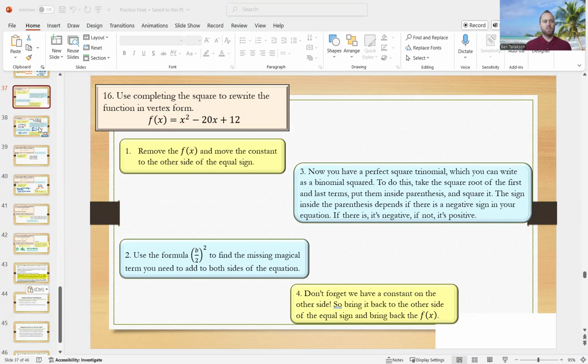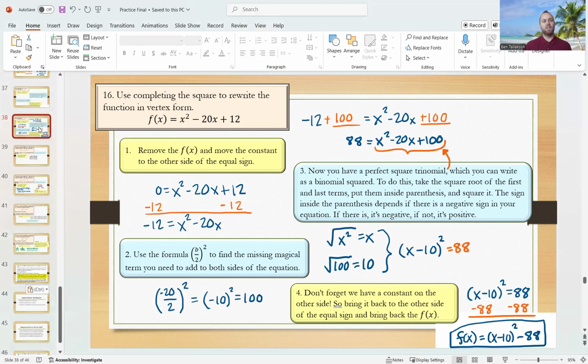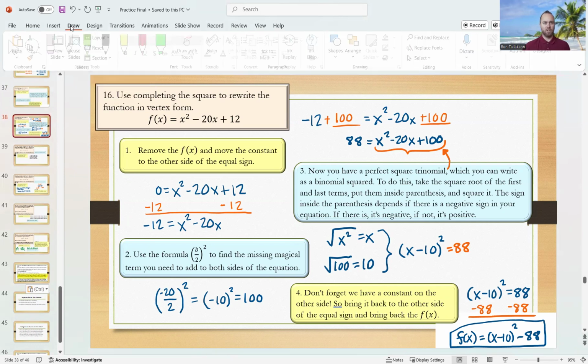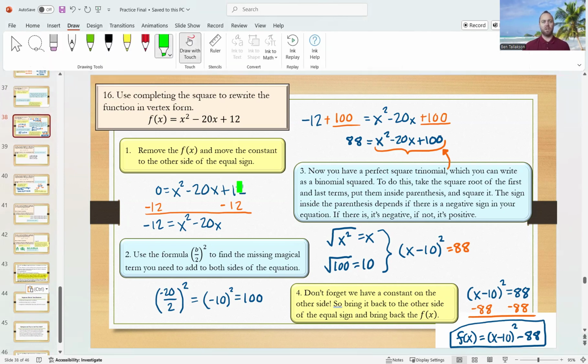First, we need to set this quadratic equal to 0. So we set f of x equal to 0. And the steps for completing the square are to first move the constant to the other side. So we subtract 12 on both sides. So we have our constant on the left and a binomial on the right, which is fine.